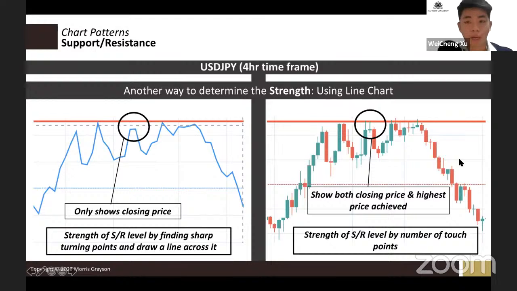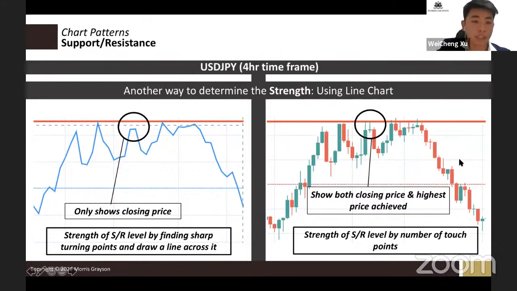Another way people determine the strength of a specific support resistance is through drawing it on the line chart. This is done by identifying sharp turning points on the line chart, and they think that is another indication of a potentially very strong support and resistance level.